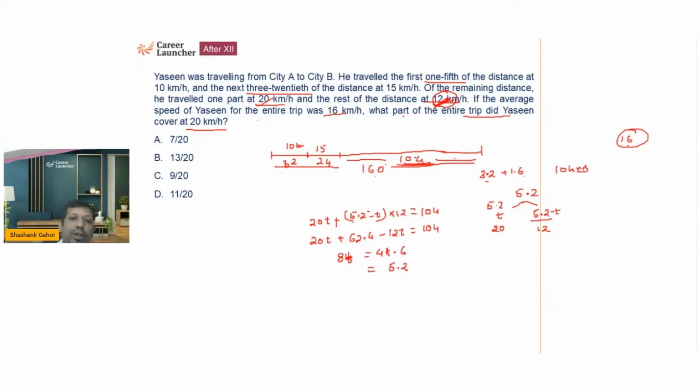Right. So what part of the journey? So 104 kilometers out of 160. So I can cancel out by 8. So this is going to be 13 and this is going to be 20. So the answer of this question is going to be 13 by 20.